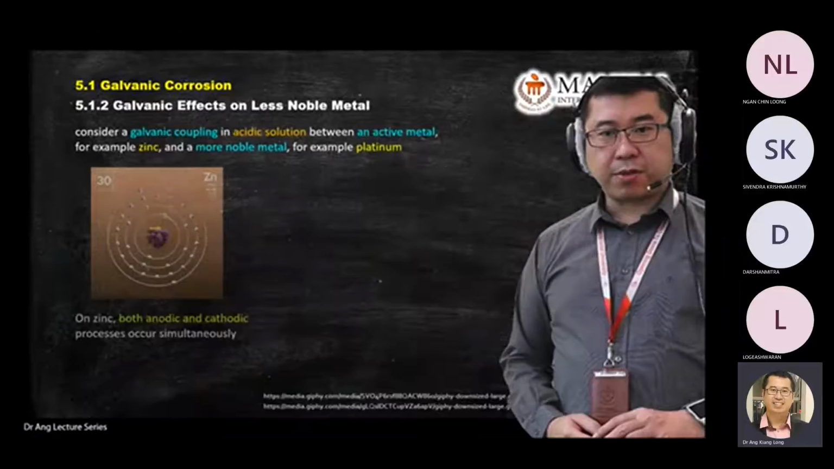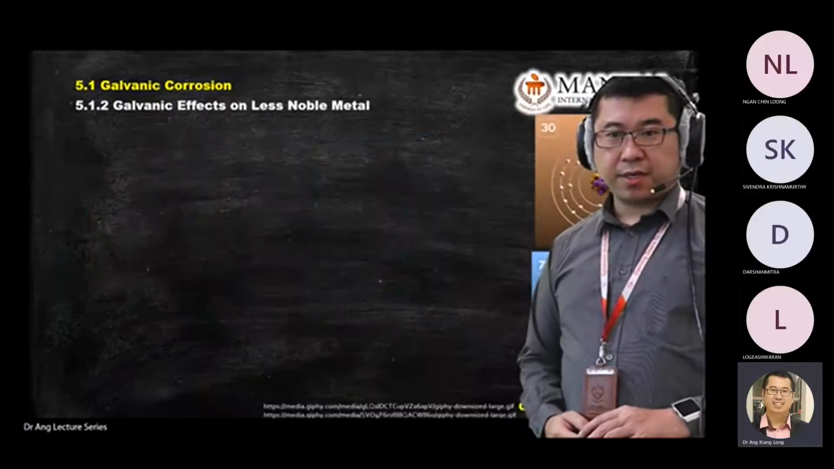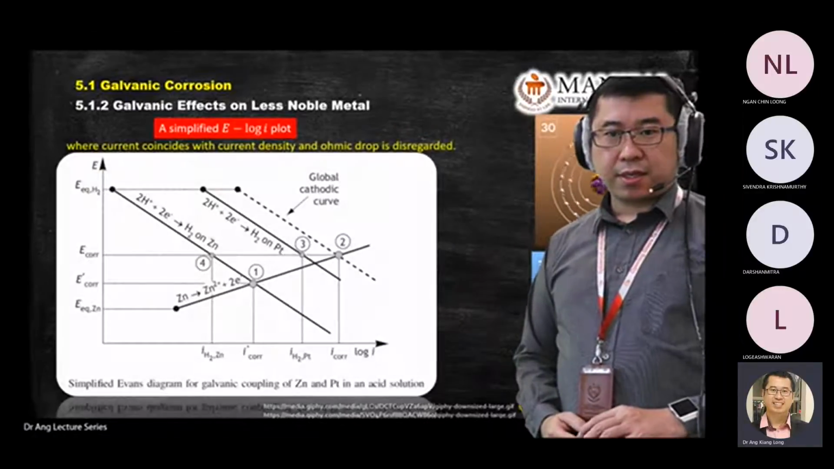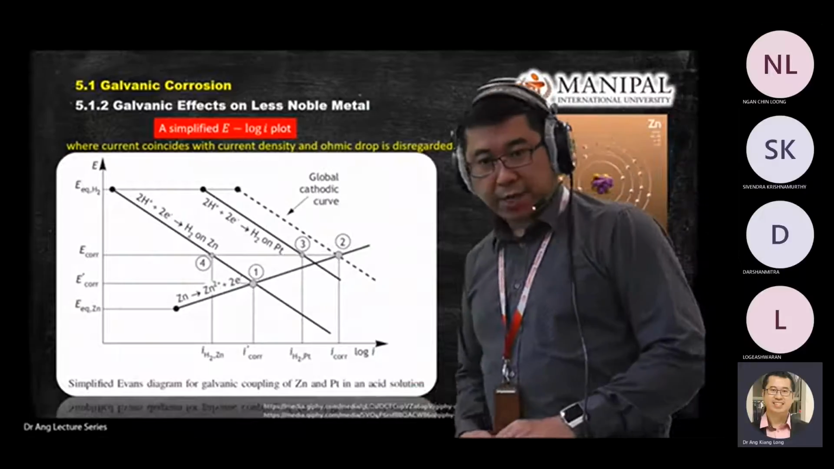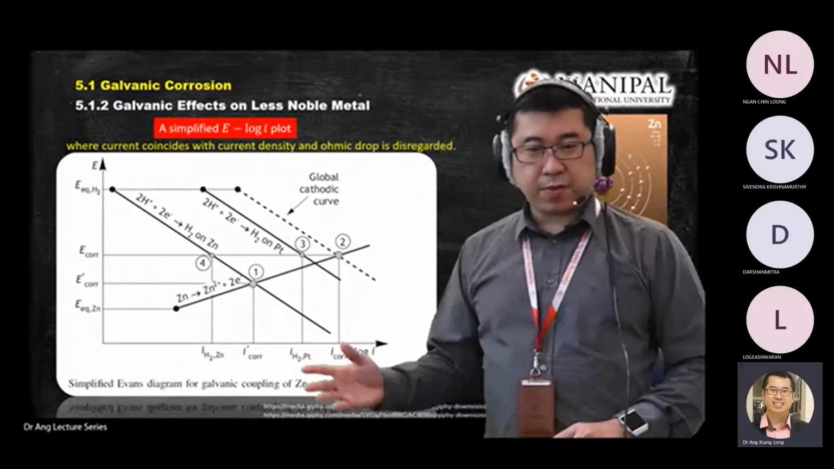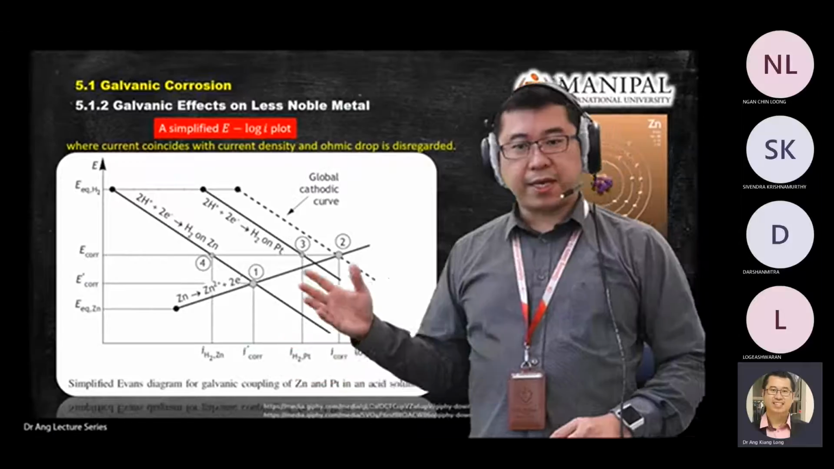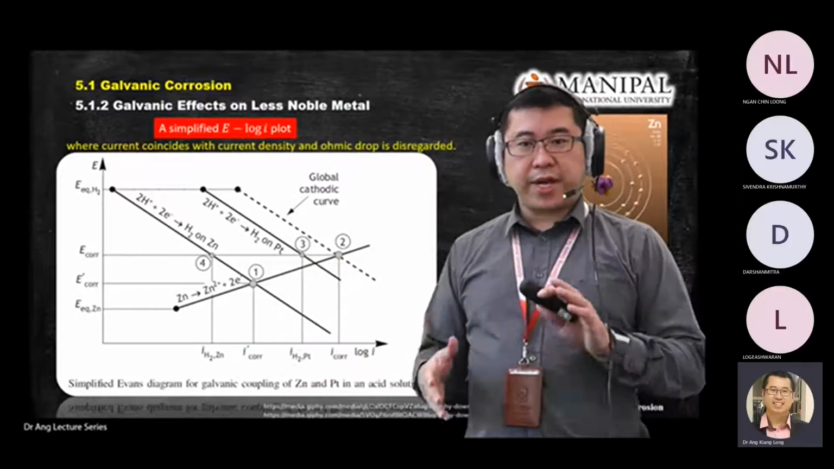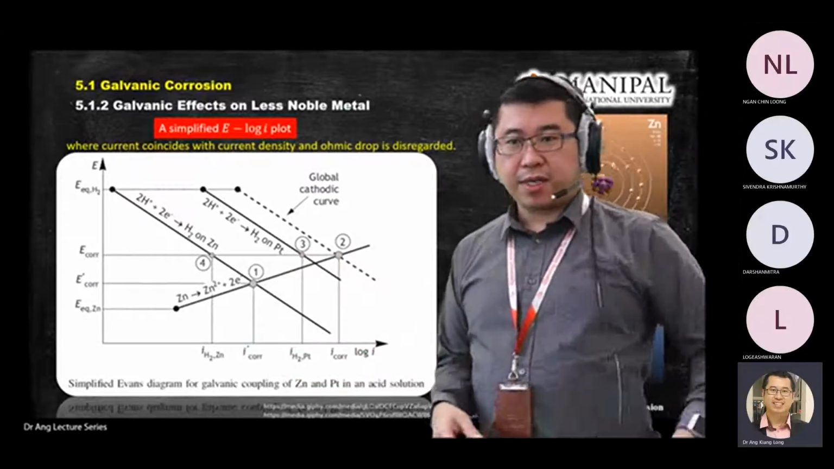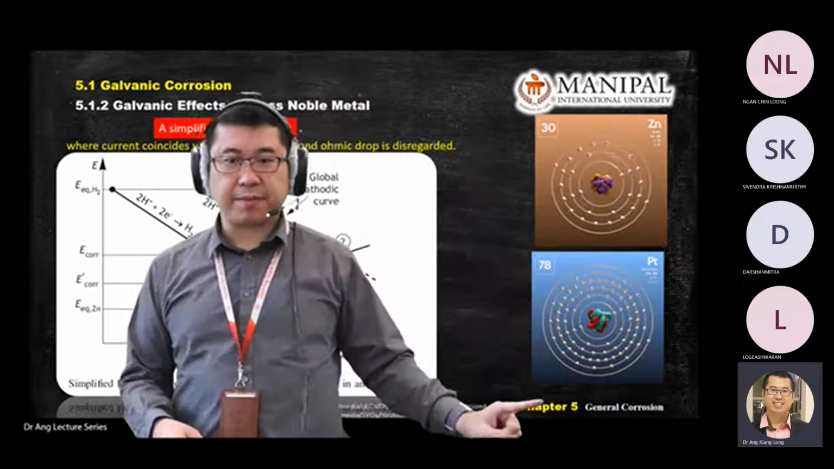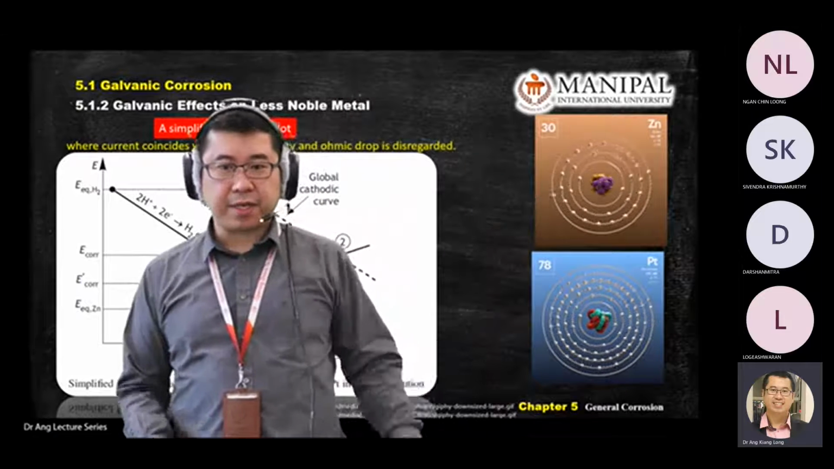Previously we stopped at one graph, this one. All right. So previously when we talked about this one, we stopped at this chart. This chart is the reaction between zinc and platinum.